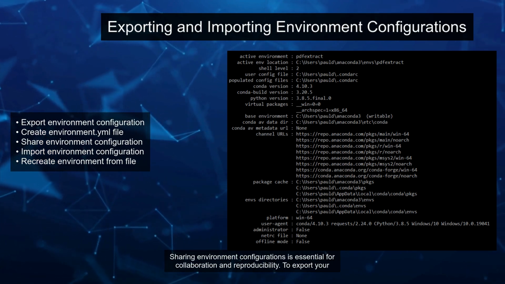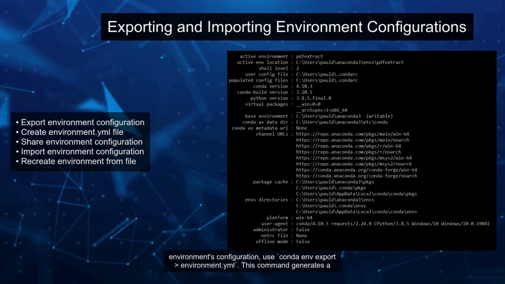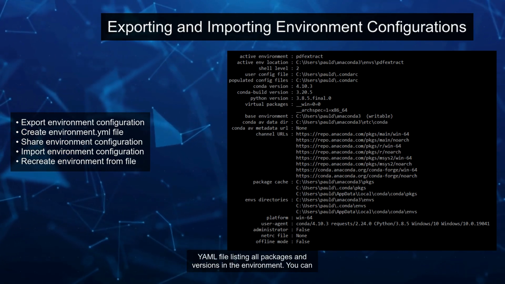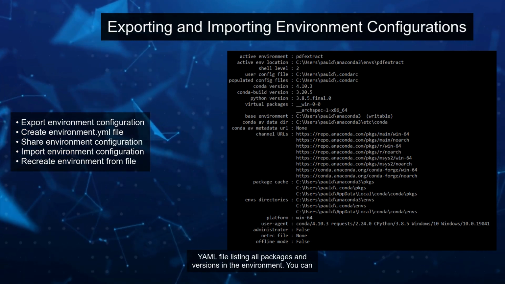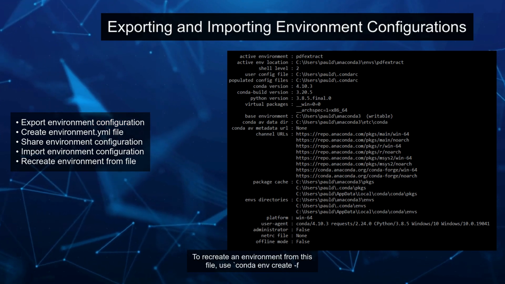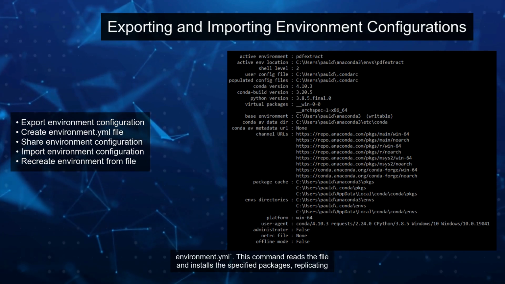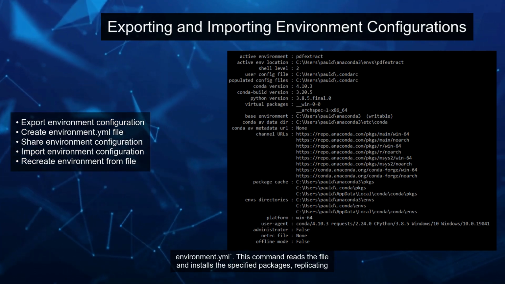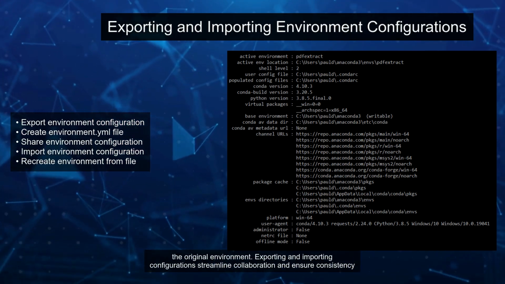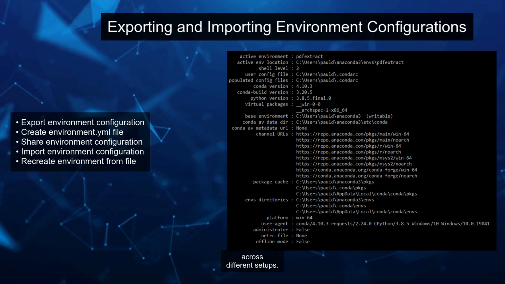Sharing environment configurations is essential for collaboration and reproducibility. To export your environment's configuration, use conda env export > environment.yml. This command generates a YAML file listing all packages and versions in the environment. You can share this file with collaborators to ensure they have the exact setup. To recreate an environment from this file, use conda env create -f environment.yml. This command reads the file and installs the specified packages, replicating the original environment. Exporting and importing configurations streamline collaboration and ensure consistency across different setups.